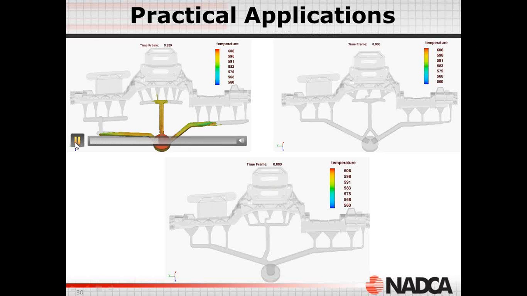We simply model a runner design and gating system, and we find that for this design, the material travels up the biscuit very quickly and fills the center of the part, and it actually starts to freeze over. When it gets to dark blue, it's already frozen. This is Silafont, the alloy used in this study.